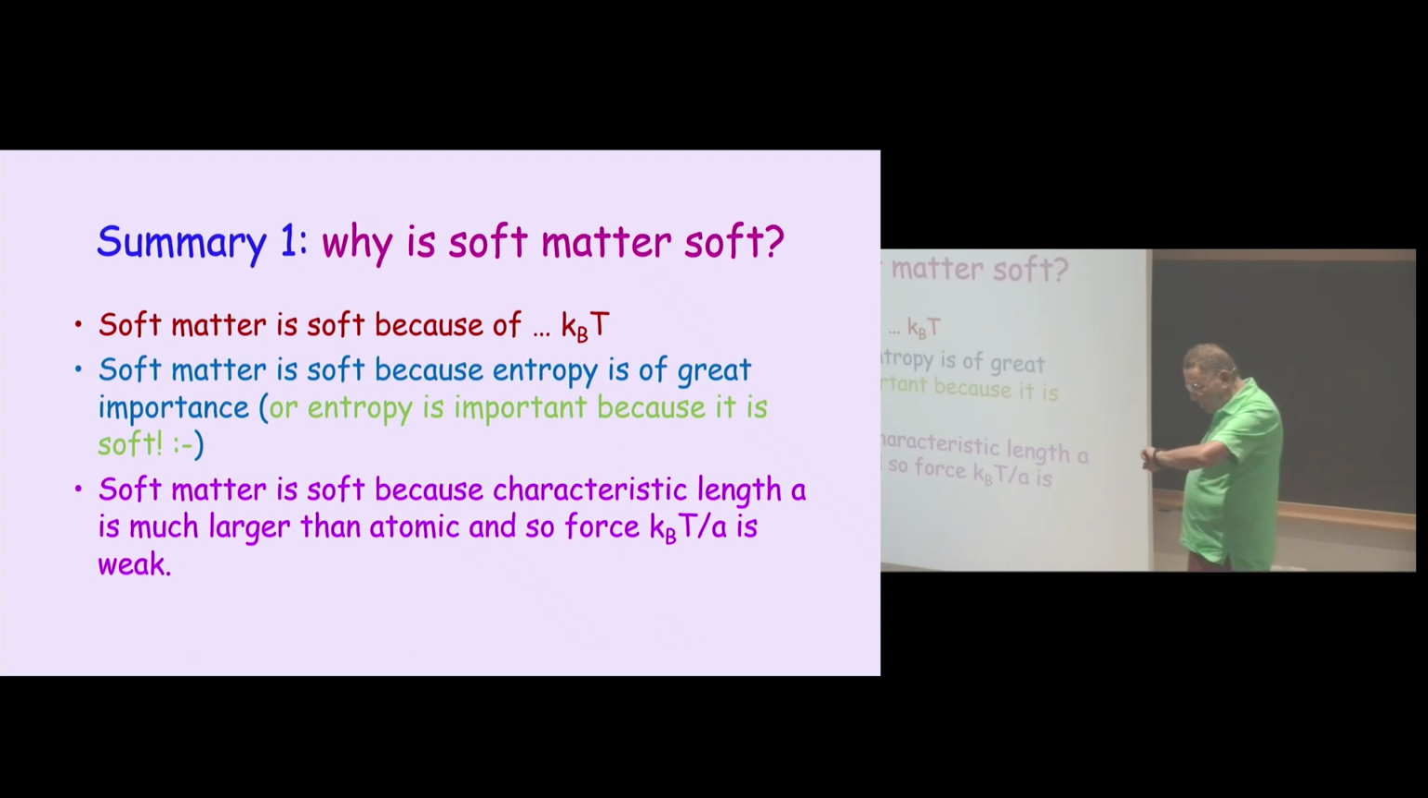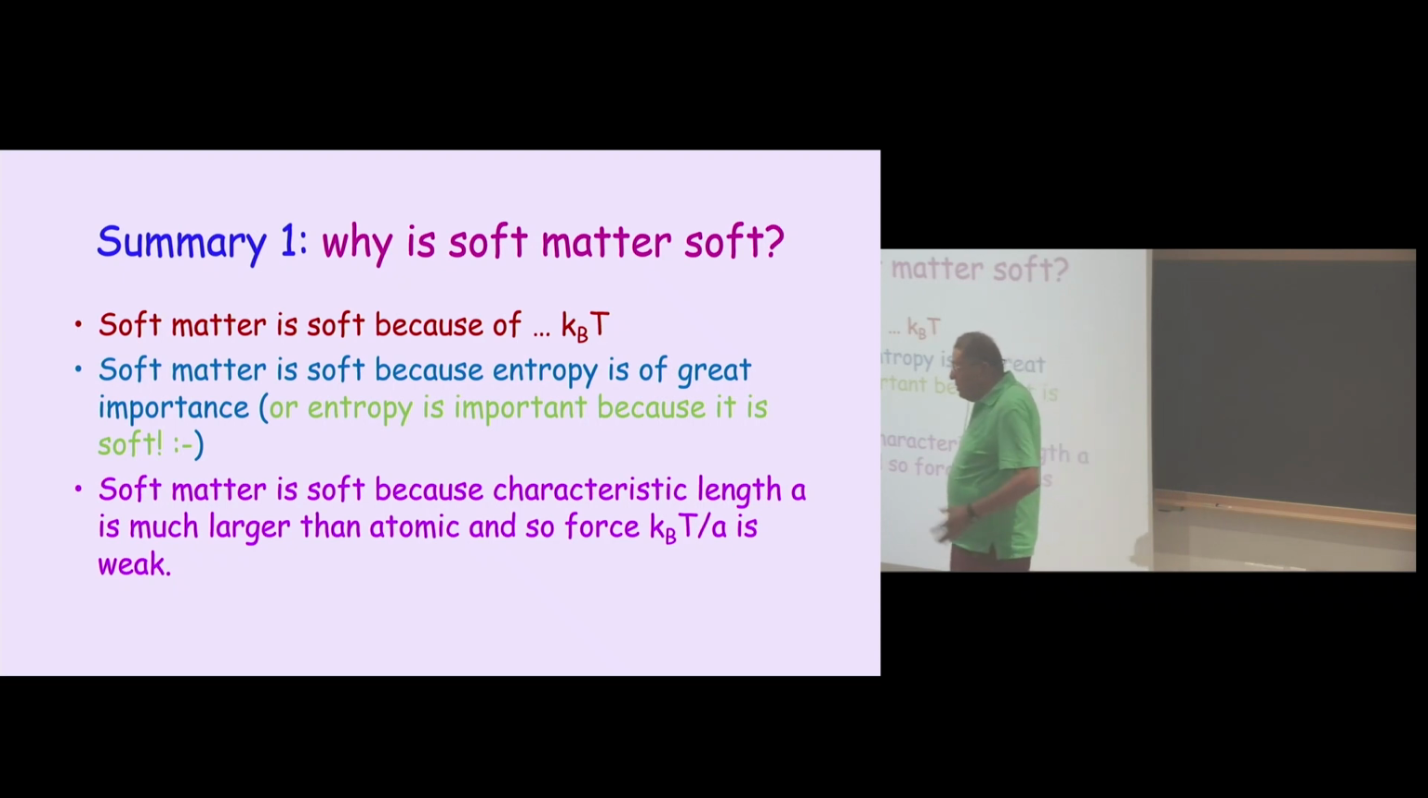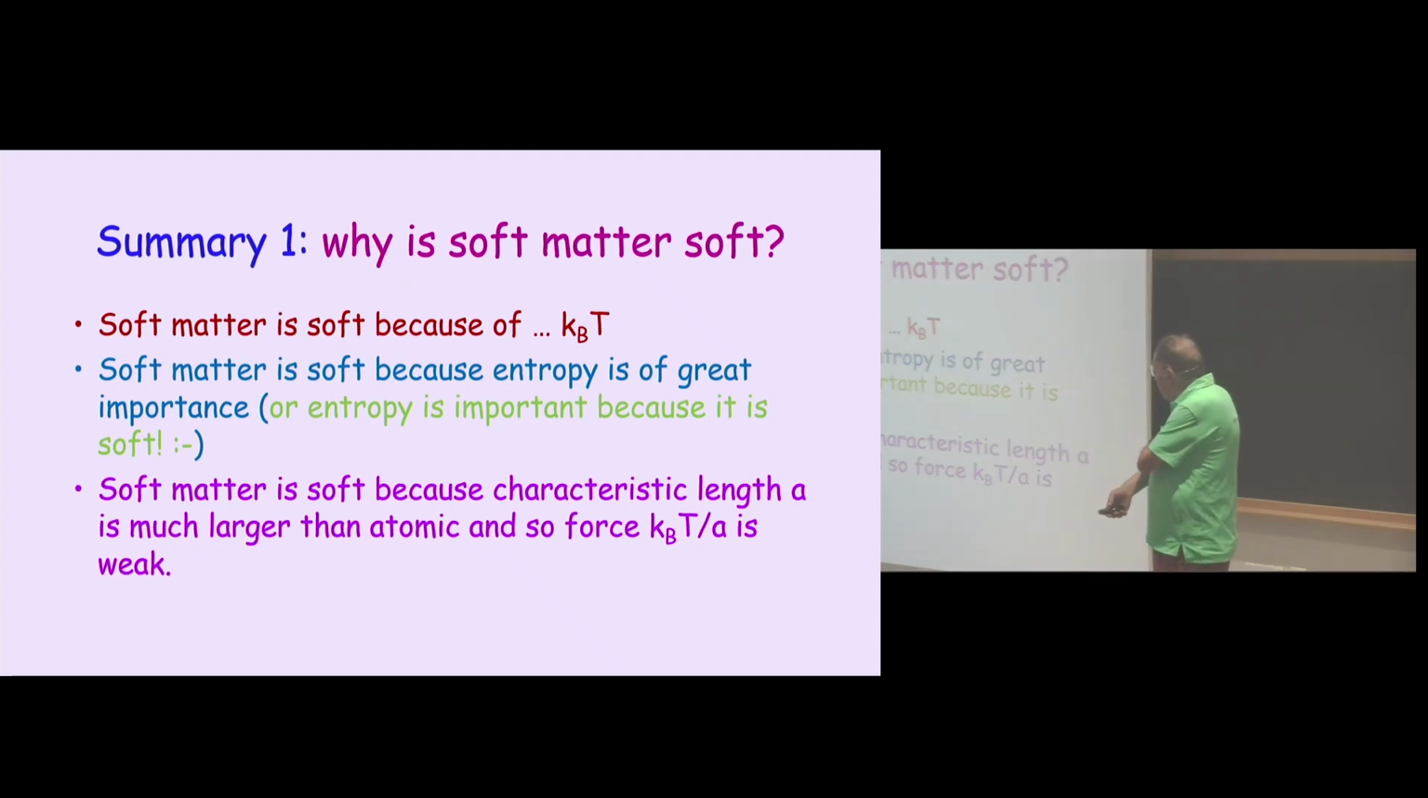Okay, so this is the first part of my story about why soft matter is soft, and the summary. Soft matter is soft because of KT, generally speaking, because of thermal motion. Soft matter is soft because entropy is of great importance. Or you can say the other way around: entropy is so important because it is soft. Chicken and egg. And soft matter is soft because the characteristic length, A, is actually much larger than the atomic length.